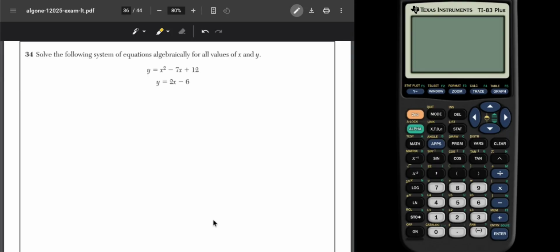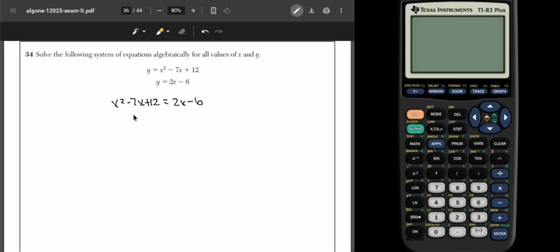So if you do not remember how to solve for this algebraically, you know how to do it graphically, do it and put an answer, you're going to get some points. Although you won't get all 4 points, at least you're going to get some points. So how do I solve this algebraically? So I said I'm going to set them equal to each other. So I'm going to do x squared minus 7x plus 12 is going to equal 2x minus 6.